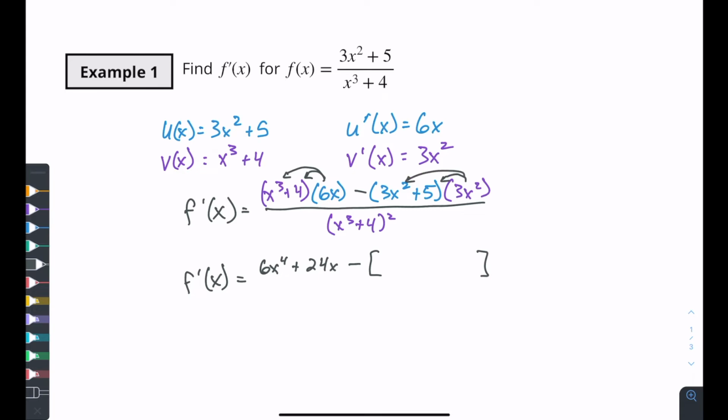So we're going to have 9x to the 4th plus 15x squared, all of that over x cubed plus 4 squared. Now, I typically do not expand the denominator because there might be some simplifying that you can do in the numerator, or it doesn't really help us with our calculations.